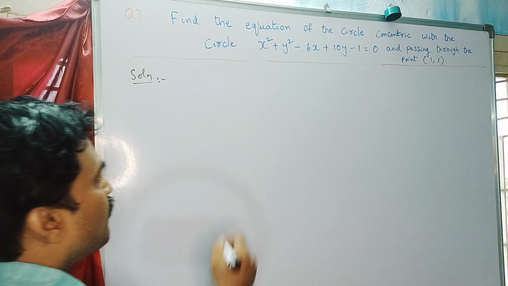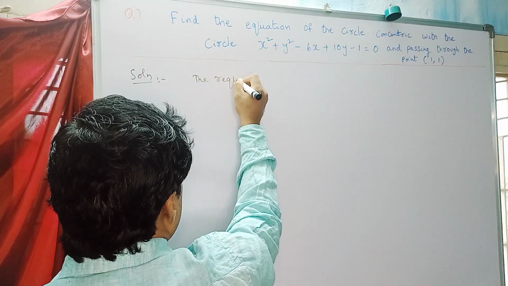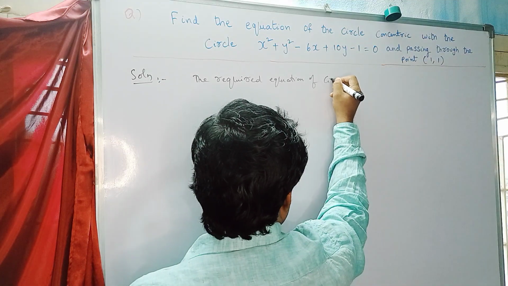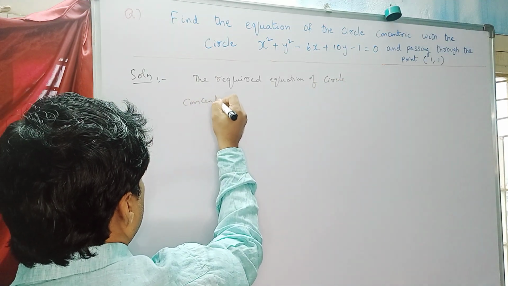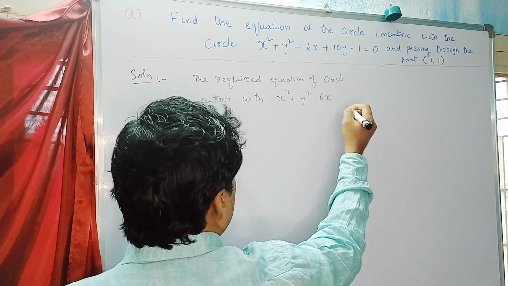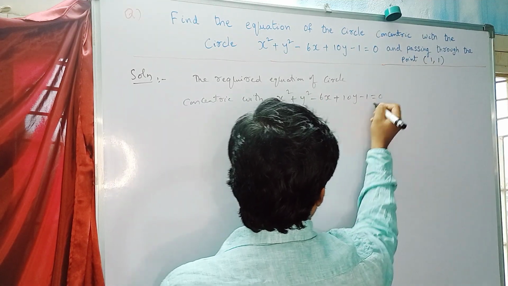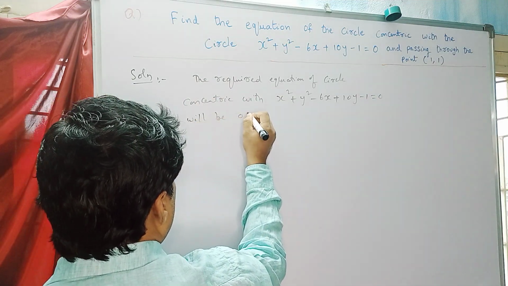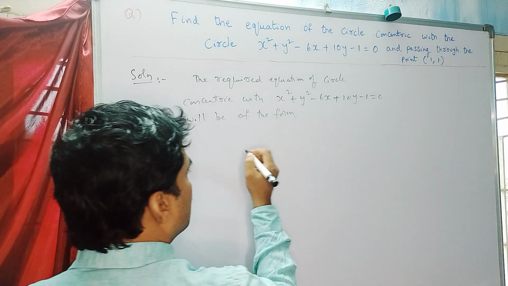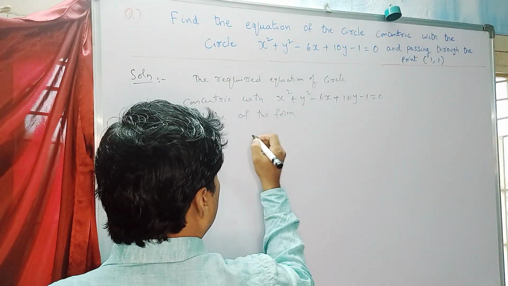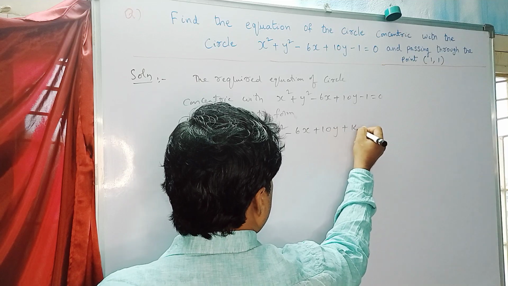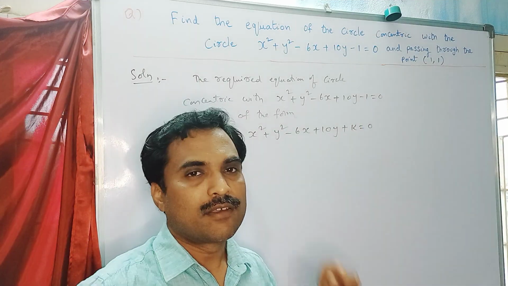First we are going to write the required equation of circle. The required equation of circle concentric with x square plus y square minus 6x plus 10y minus 1 equal to 0 will be of the form... As I told you before, we need to write the same equation but only the constant term you should write as plus k. So it will be of the form x square plus y square minus 6x plus 10y plus k equal to 0. So in place of minus 1 we are writing plus k equal to 0.